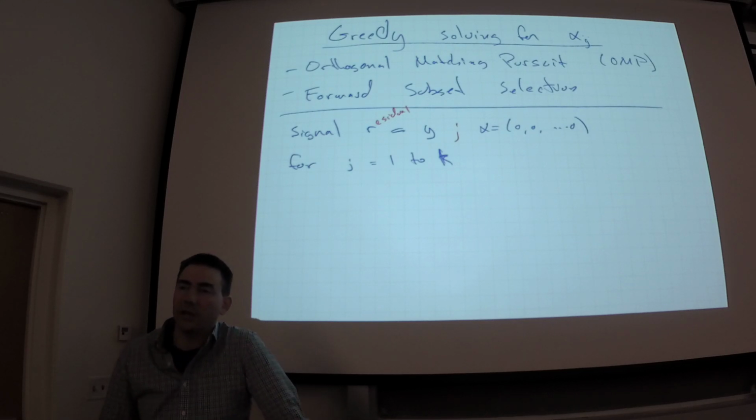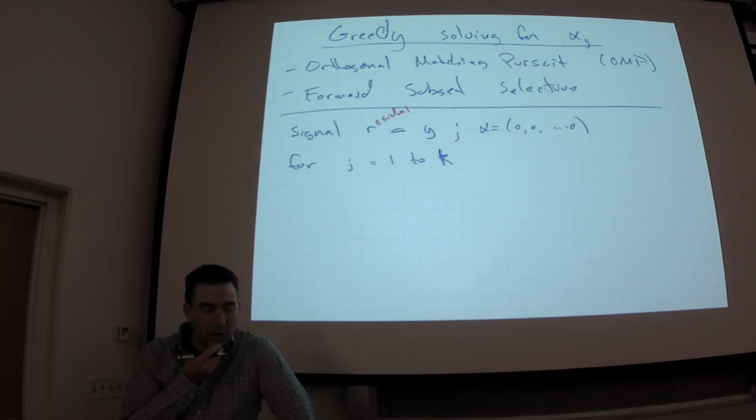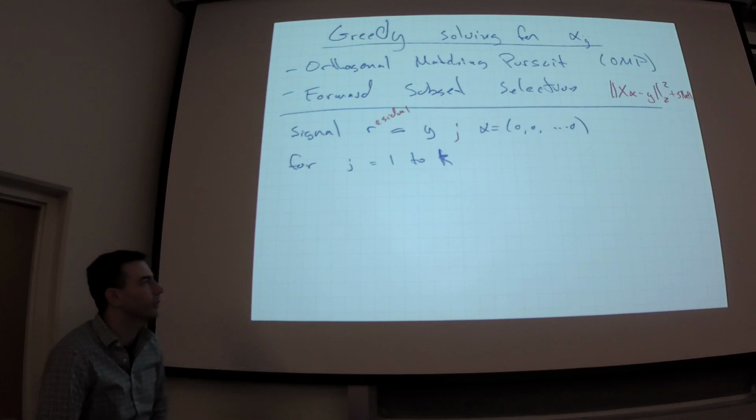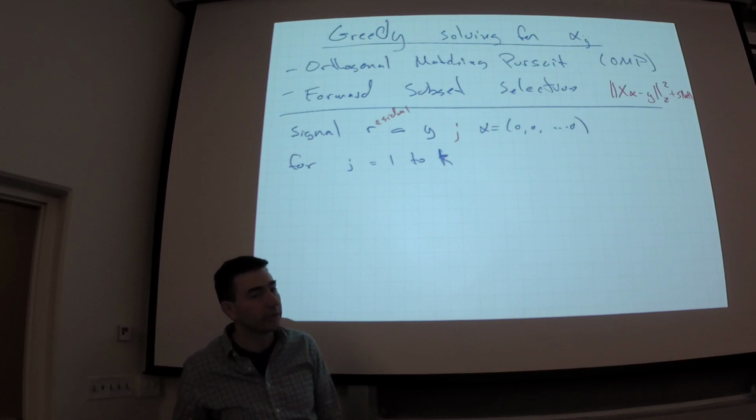The first thing I want to do is identify the coordinate which is going to tell me the most about my objective function. How do I know which coordinate tells me the most about my objective function? If we remember, we have a cost function up here, which is basically the 2-norm squared of x alpha minus y, plus some regularizer. So which one can tell me the most about this?